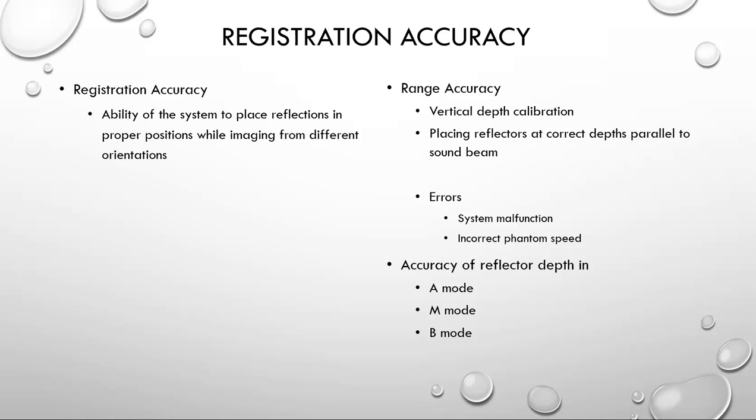Registration accuracy is the ability of the system to determine if its measurements are accurate. Range accuracy is the vertical depth calibration, when you measure set pins and determine if they are producing the correct calibration. Accuracy in reflector depth can occur in A mode, M mode, or B mode imaging.